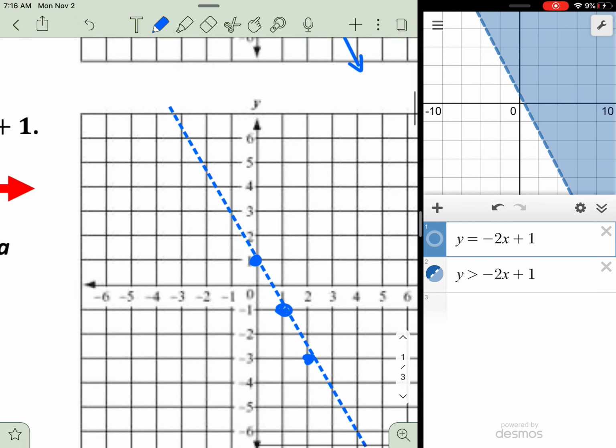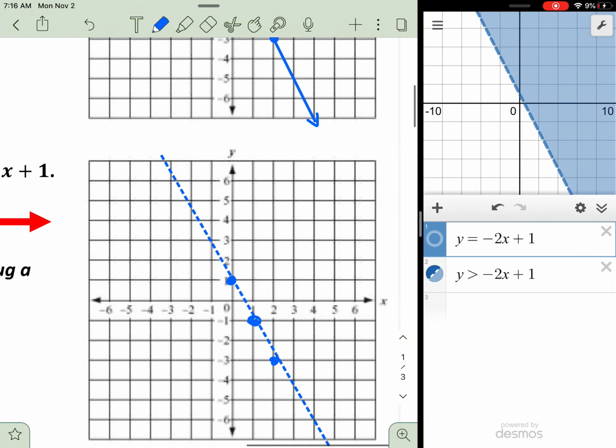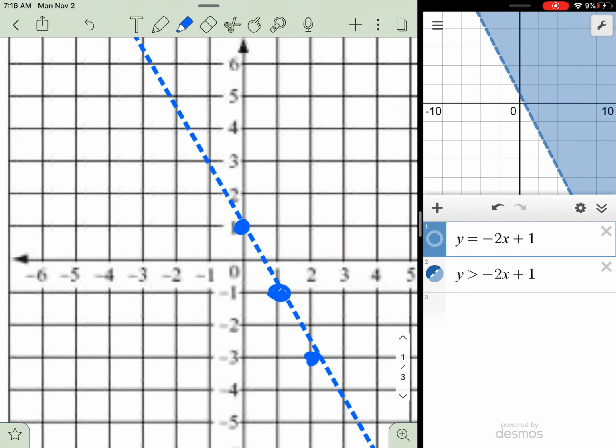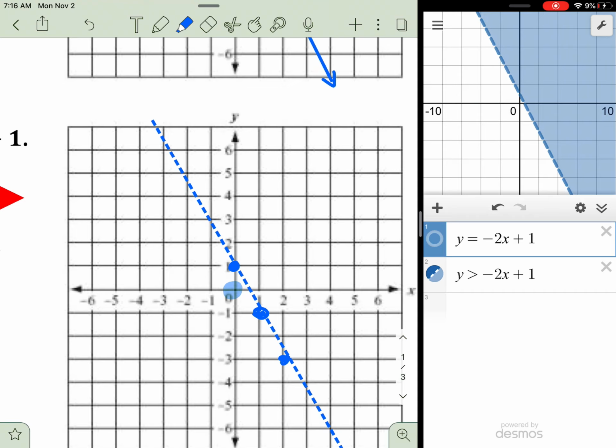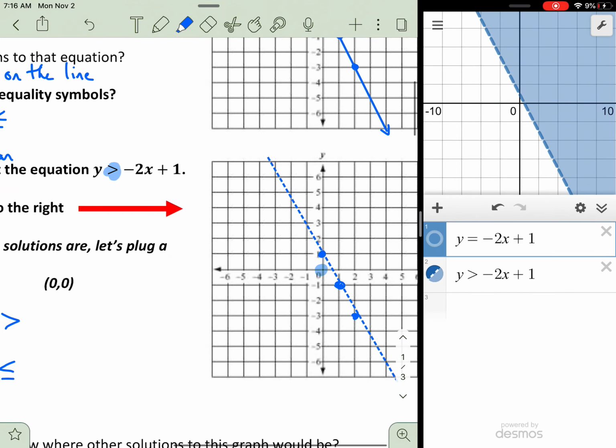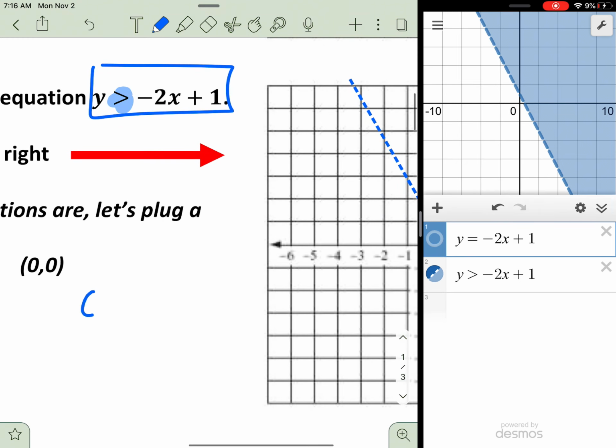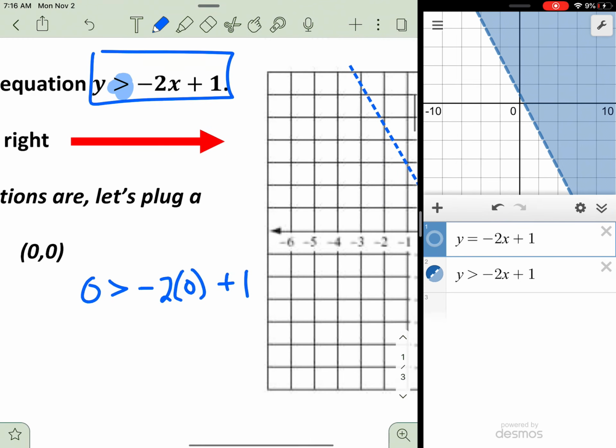So what they're saying is, in order to see which side the solutions are at, so like in the graph here, they're on this side, right? So what we're going to do is just pick a point on either side. Most times we say pick the origin point, which is 0, 0. So let's do that, and we'll plug it into this equation and see what happens. So 0 for y and 0 for x.